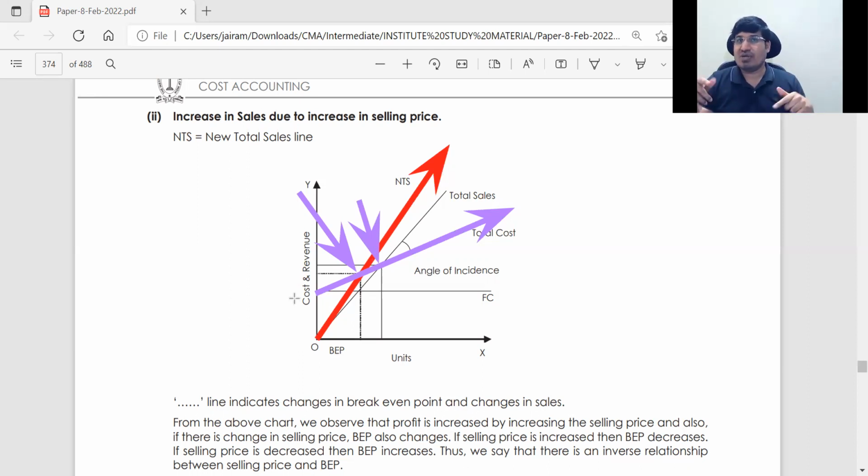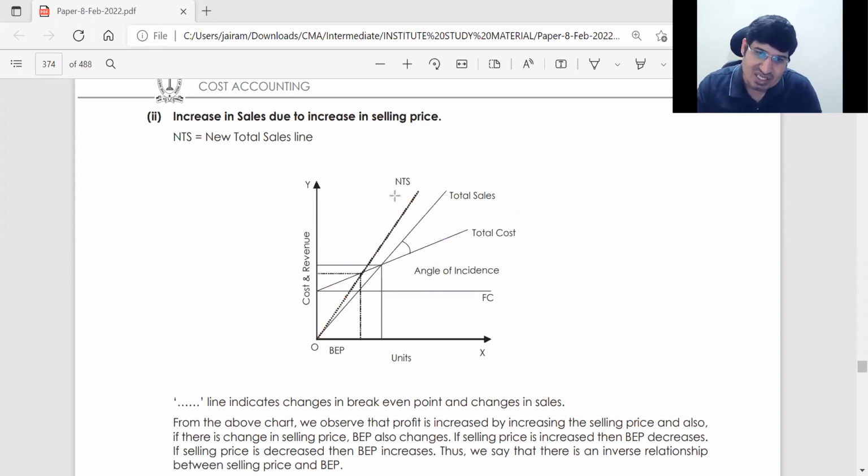Of course, it also depends on the volume. That is another thing. But considering everything else remains the same, if you are able to sell the same units at a higher price, definitely your break-even point will come down. That is one thing you can observe here: an increase in sales due to an increase in selling price.